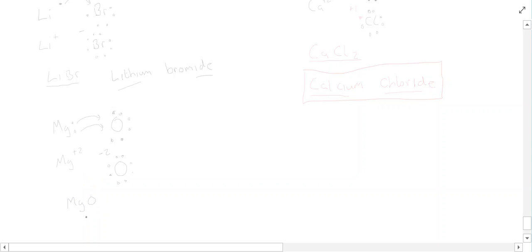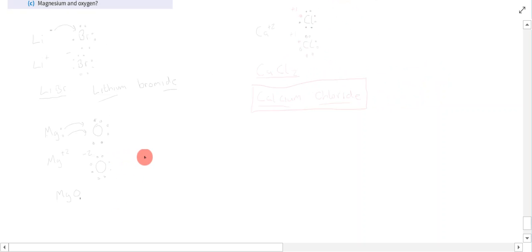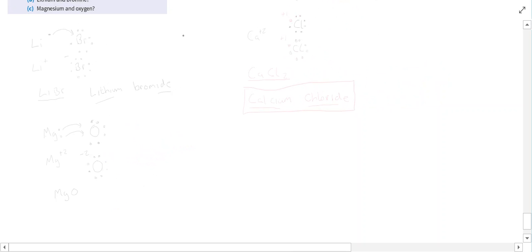So again, remember, how do we name this? We use the metal part of the name first. So the metal in this case is magnesium. And then we use the oxygen, so it's OXIDE. So it's magnesium oxide.